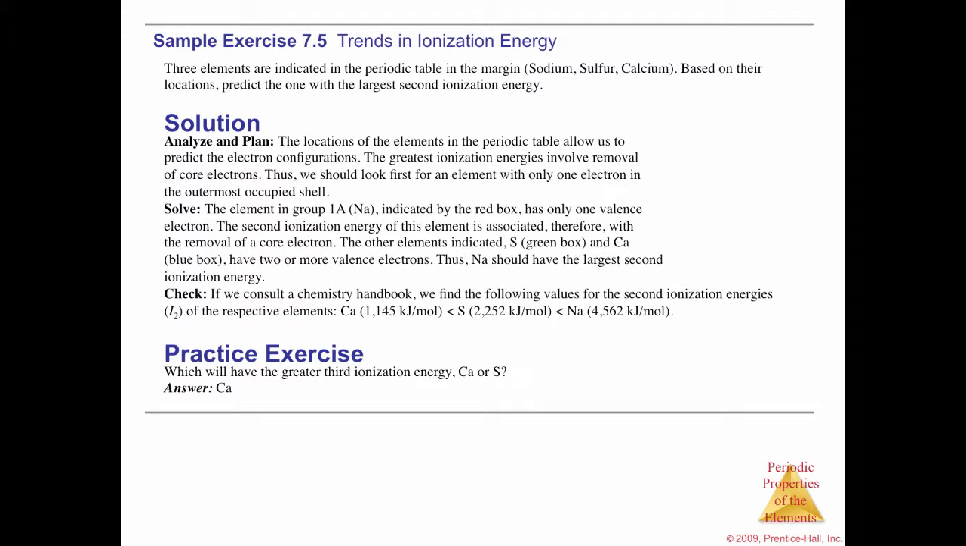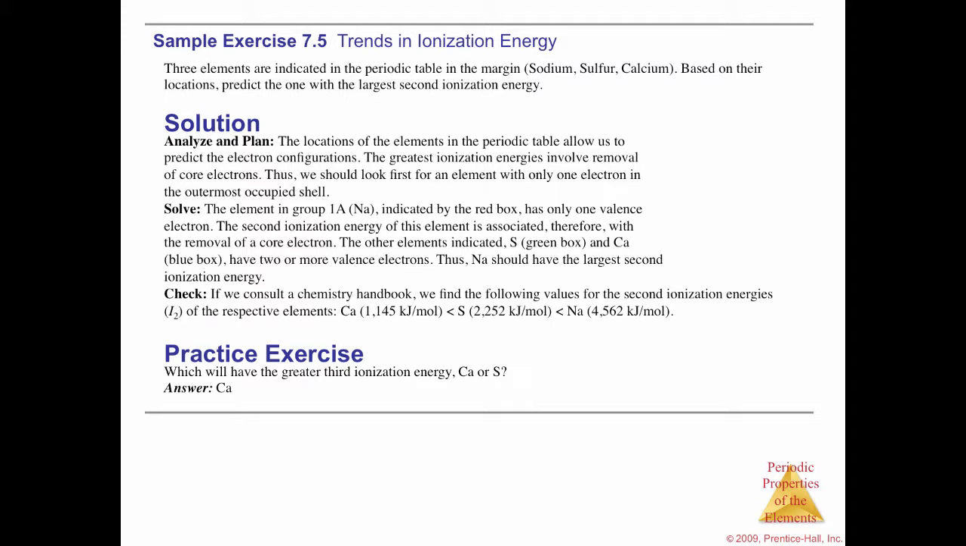The locations of the elements in the periodic table allow us to predict the electron configurations. The greatest ionization energies involve removal of core electrons. Thus, we should look first for an element with only one electron in the outermost occupied shell.